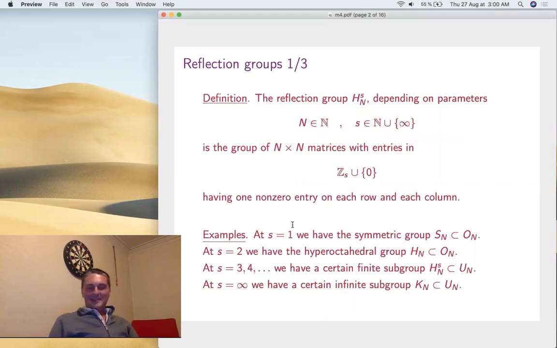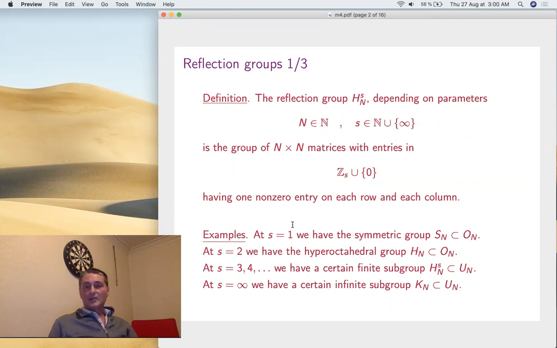So let's start with some algebra. So the reflection groups that we're interested in are called H_n^s. So they depend on n, the size of the matrices, and s is the order of the roots of unity. Can be finite or infinite. So infinite means that nothing happens. It's an arbitrary element of the unit circle. So I denote by Z_s the roots of unity of order s.